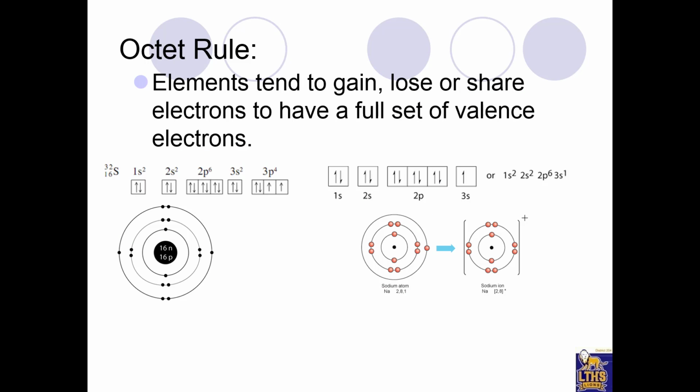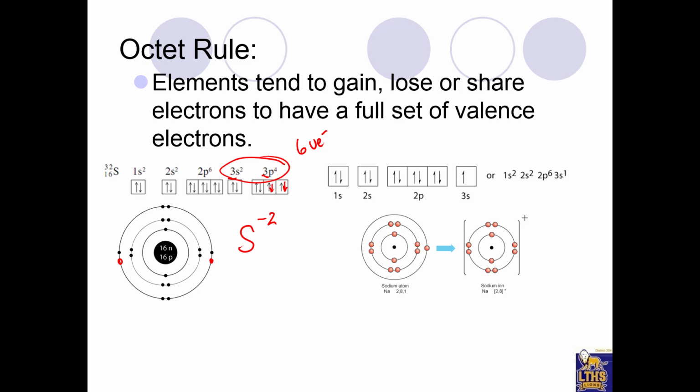Okay. Octet rule. We learned about it already, but elements tend to gain, lose, or share electrons to have a full set of valence electrons. Refresher, valence electrons are the highest energy level s and p electrons. So we've got the third energy level, s and p total. There are 6 valence electrons. So this element wants 8. It's going to put 1 electron right there, 1 electron right there. It'll be a -2 charge. So this is sulfur, -2 when it makes an ion.